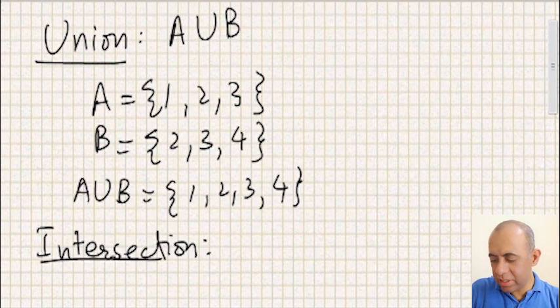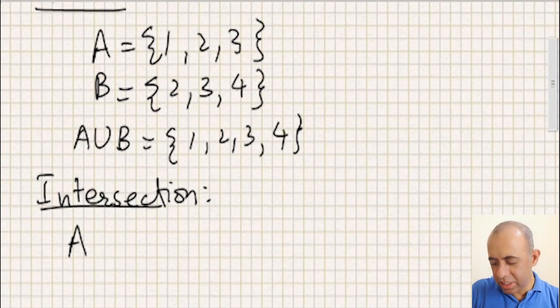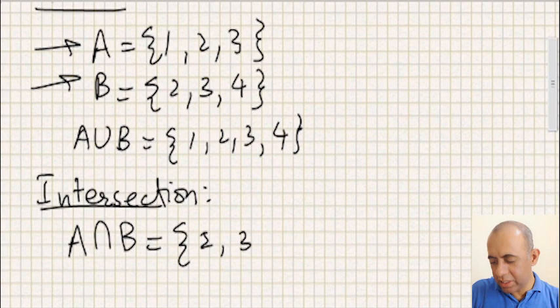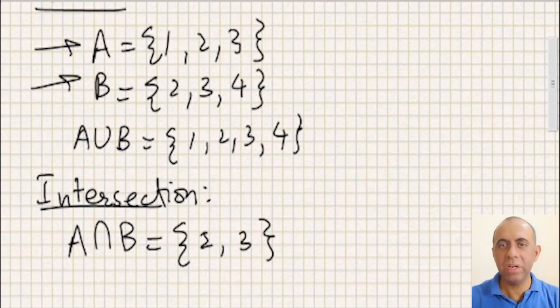So intersection is defined as A intersection B. So for these examples, all the elements which are common between both the sets A and B. So in this example, they are 2 and 3. So this is the intersection of A and B.